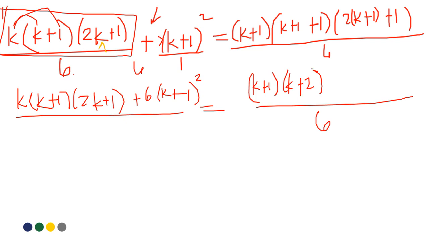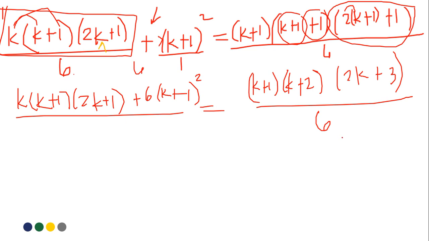Okay, what is k plus 2? Why is it k plus 2? Because we're adding k plus 1 plus 1, the constant, which is k plus 2. Now, next, what is 2k plus 1? 2 times k plus 1 is 2k plus 3. Gets po? Hello? Nahilo na naman kayo, no? Why is it 2k plus 3?